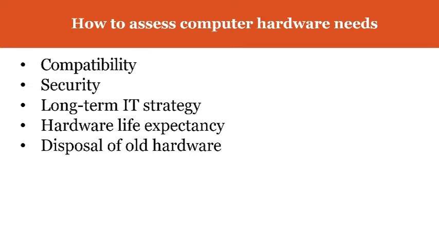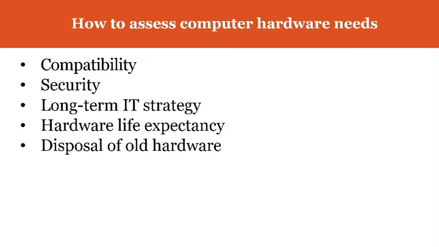Okay, so to assess computer hardware needs, we need to first consider the compatibility. Compatibility means that when choosing hardware, make sure that any new or replacement components are compatible with your existing computer equipment. So consider the overall cost, including if it might be cheaper to install a new system rather than upgrade the existing components. So you have to consider that one. That is compatibility. The next one is security.